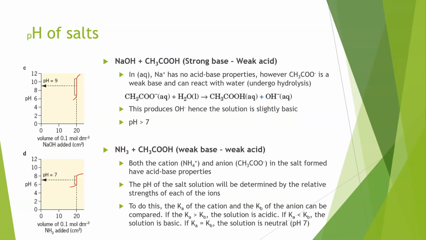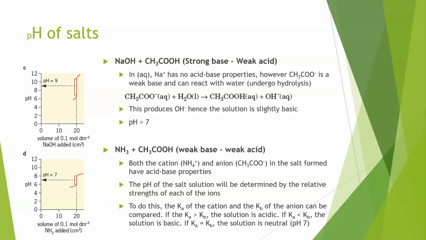If we look conversely at the strong base weak acid with ethanoic acid, ethanoate is a weak base and will react with water undergoing hydrolysis to produce hydroxide ions. This means that the equivalence point will be pushed to above 7. In fact, in this situation, it will have a pH of 9.